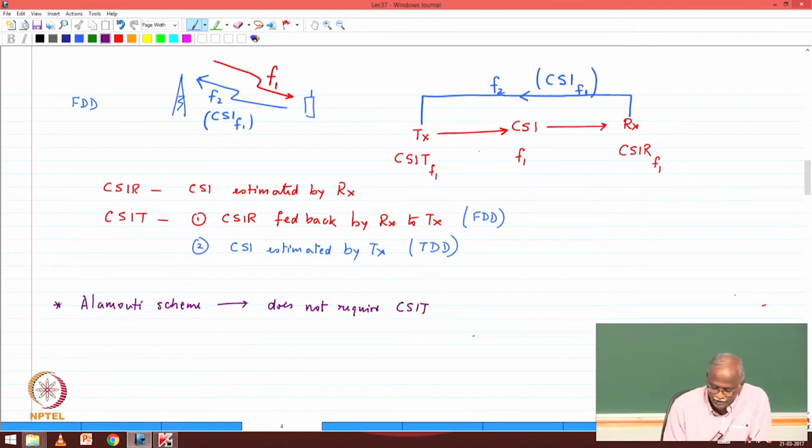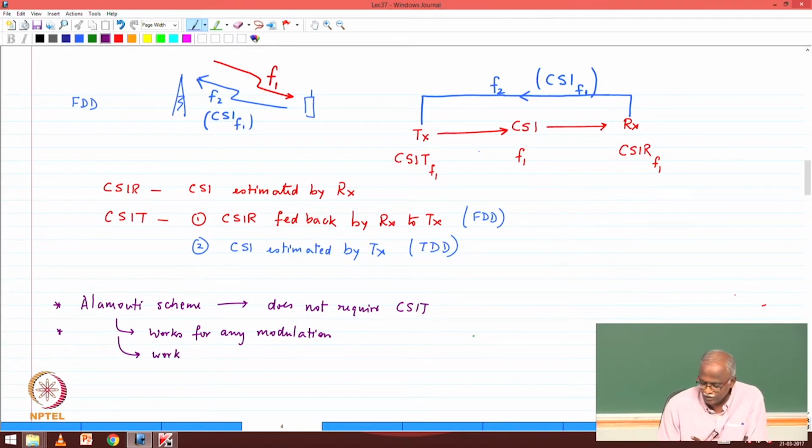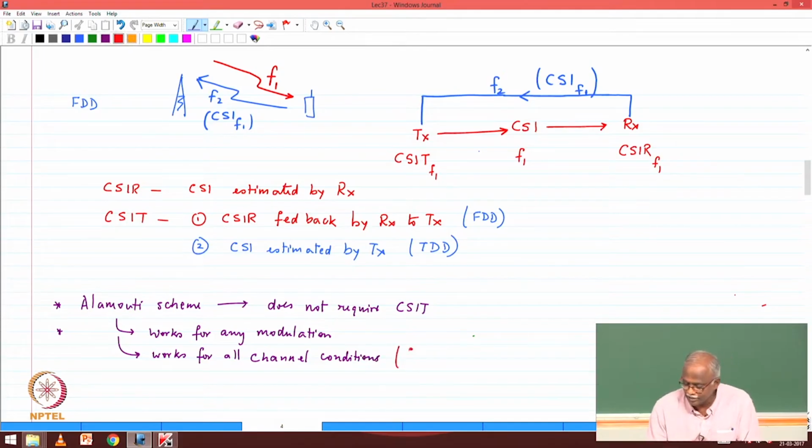Okay, that's one point. The other point is that the Alamuti scheme works for any modulation scheme. We did not make any assumptions about the modulation scheme. It can be QAM, it can be PSK, and it works under all channel conditions. The only assumption being that we have assumed it is a flat fading channel.